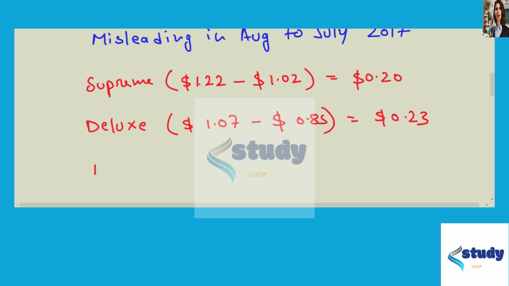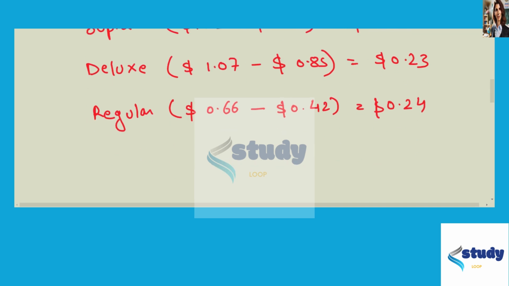And for the last, that is Regular, in the first case it is 0.66 US dollars minus 0.42 US dollars, which on solving gives 0.24 US dollars, which totals up to 0.67 US dollars. Now, with this, we can say that yes, it is misleading: from July 2017 to August 2017, the total manufacturing cost per unit changed by 0.67 US dollars.